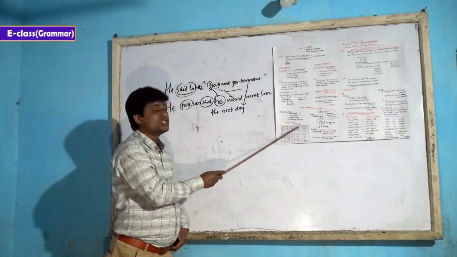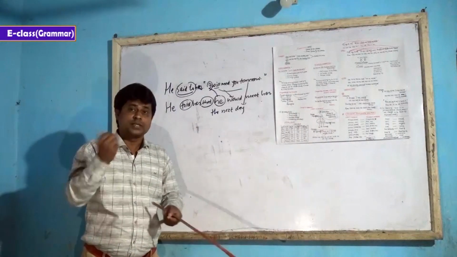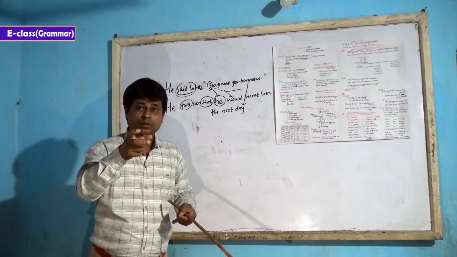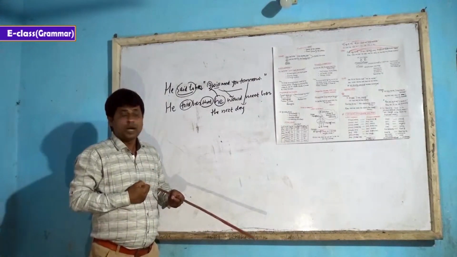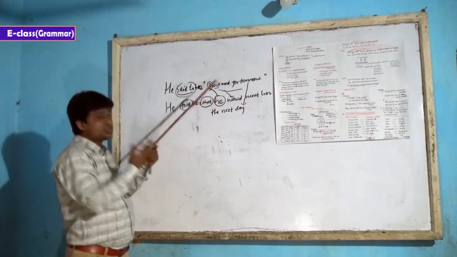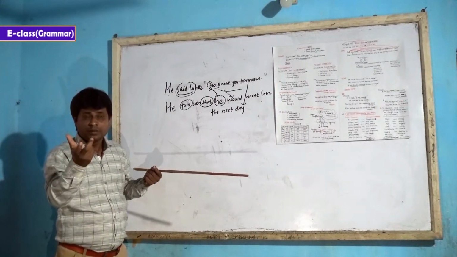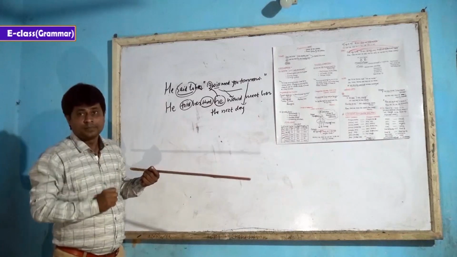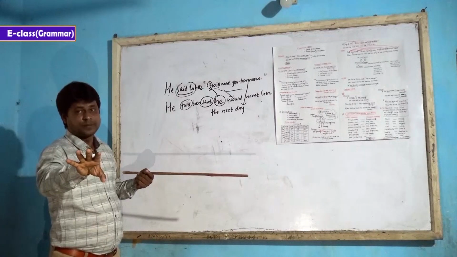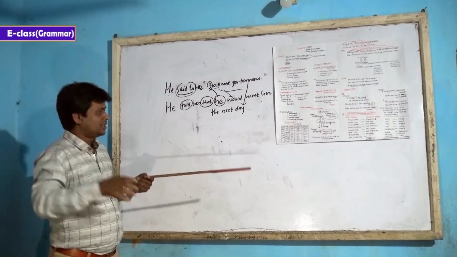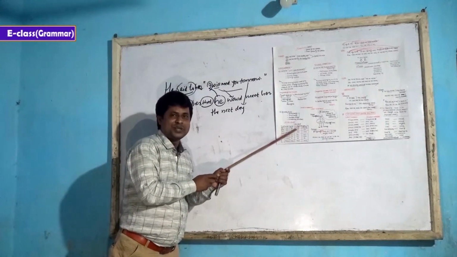Now, person change. What is person change? How does person change take place? What's the procedure? What's the methodology? How will you change person? How has this person changed into third person? Is there any rule? Is there any technique? You must learn that. But before talking about person change, my dear students, you must know the case chart. This is important.